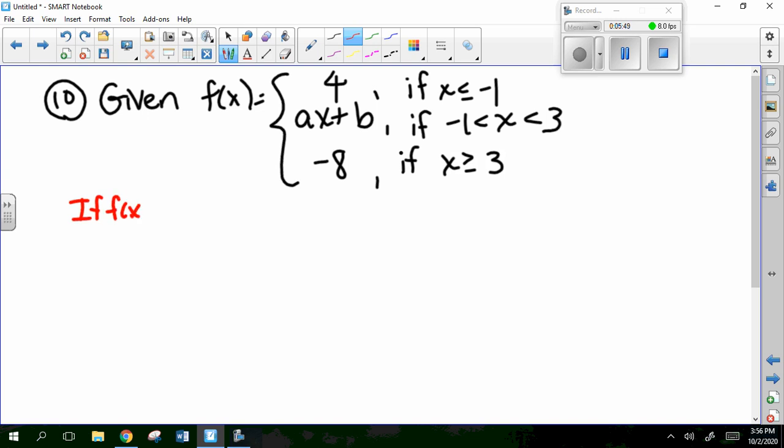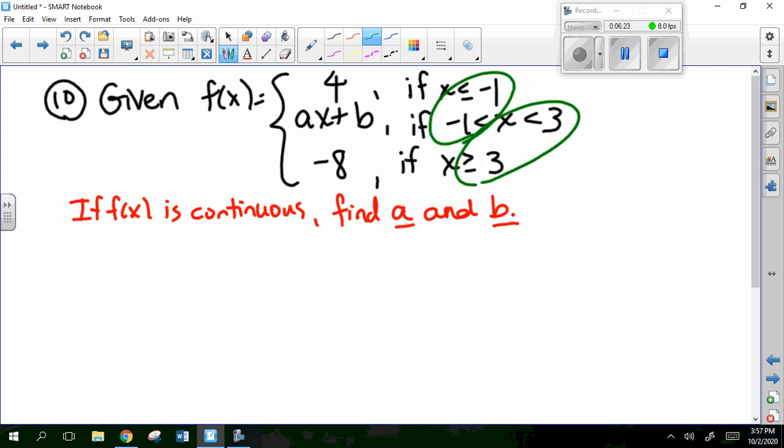Okay, all right, and so then I want to say, if f of x is continuous, so I'm telling you that it is continuous, it'll just be easier for me to just say find a and b. Okay, so find the values of a and b that do in fact make this thing continuous. So we need to think again, what points would we most be concerned about this thing being continuous at? And that's where, again, I circled it a minute ago, you look at that -1 and that 3.